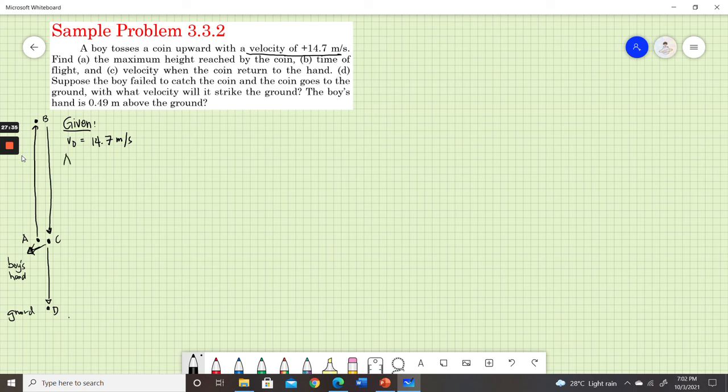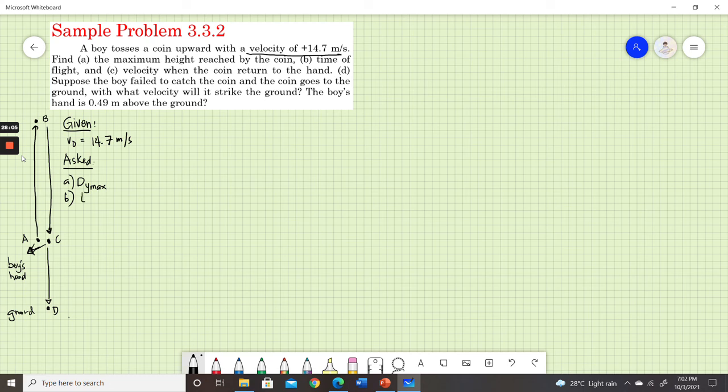And then what it's asking us, there are four things that it's asking us. First, what is the maximum height? In this case, let's write it as dy max, because dy is displacement, the distance, but this time it's along the y-axis, and it's the maximum height. So let's write dy max for our maximum.